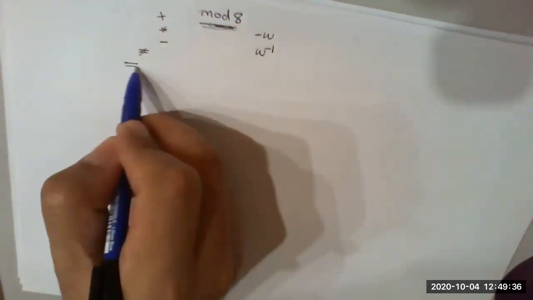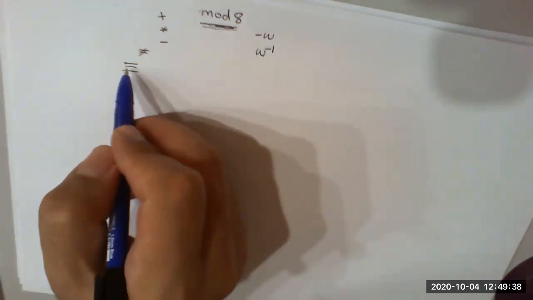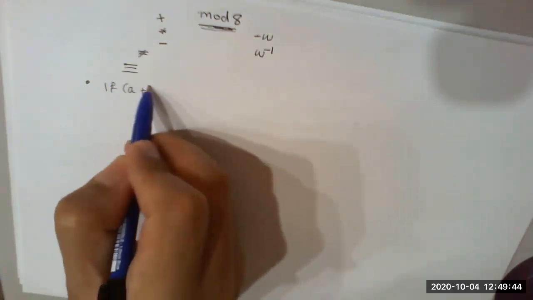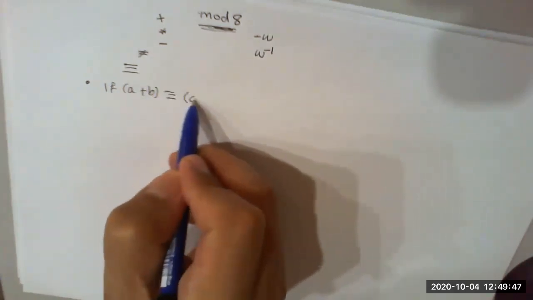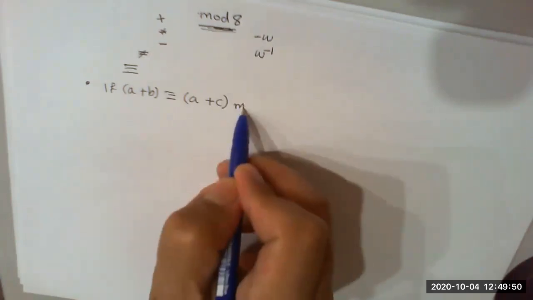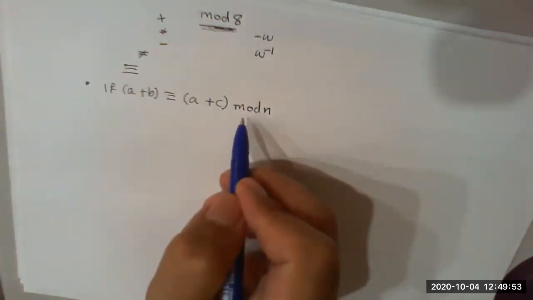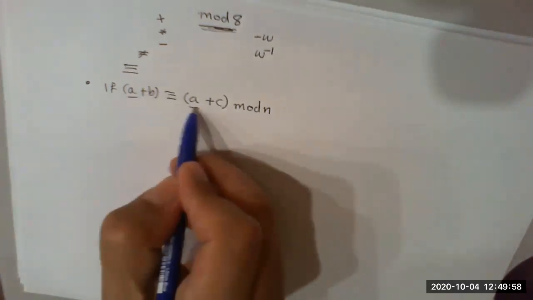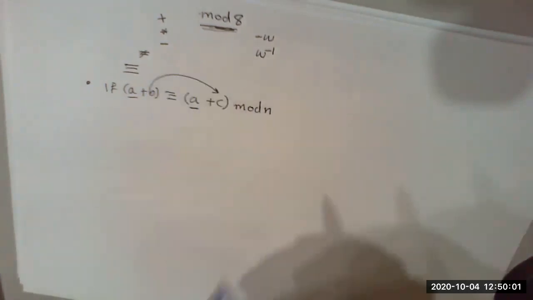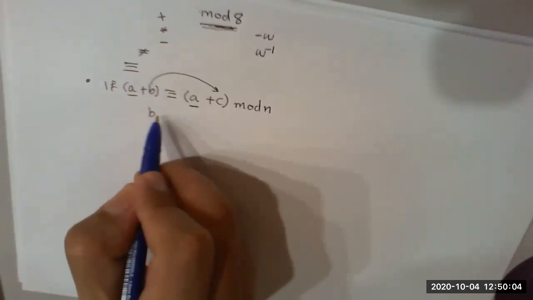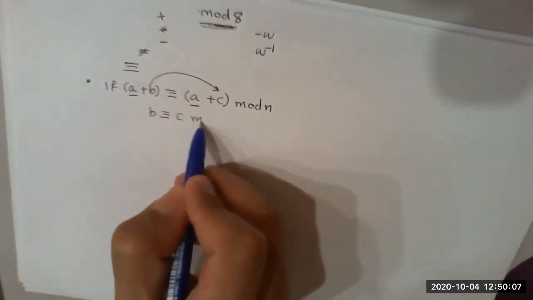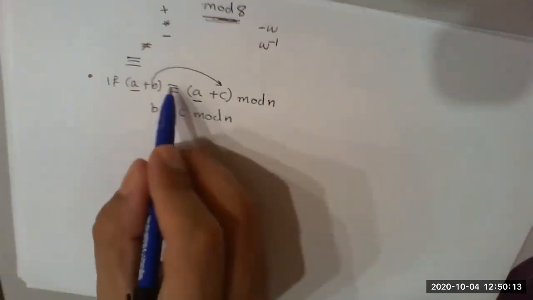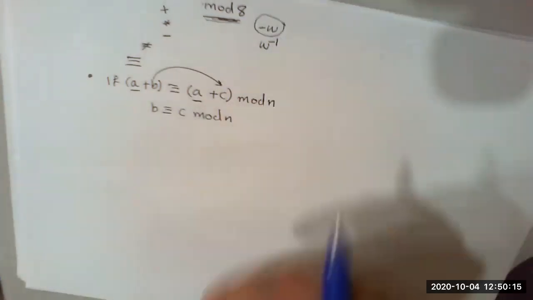But for congruence, we didn't study all of the properties of congruence. For example, this property is very important. If A plus B is congruent with A plus C mod n, this means that you can say we have A here and A here. This means B is congruent with C mod n. This is a very important property, and we can use the additive inverse to prove it.